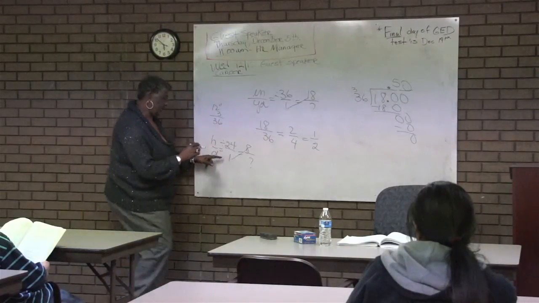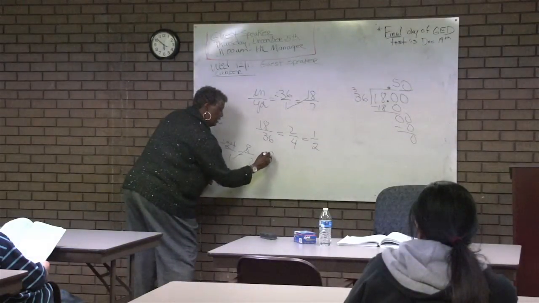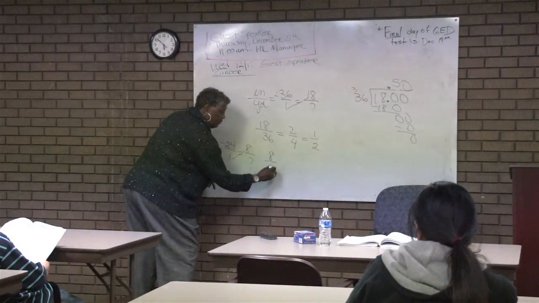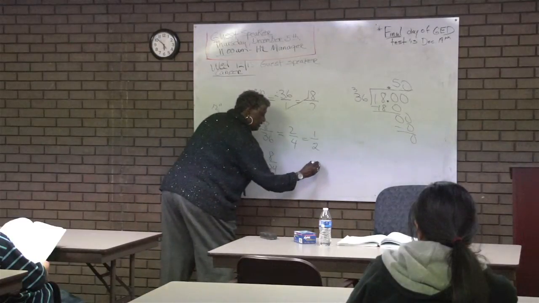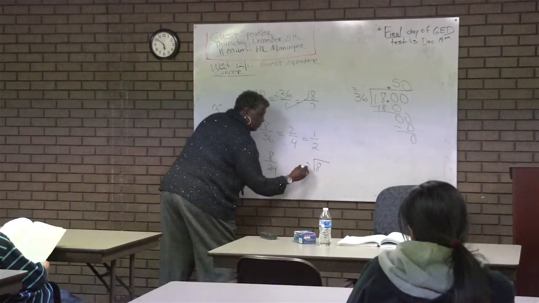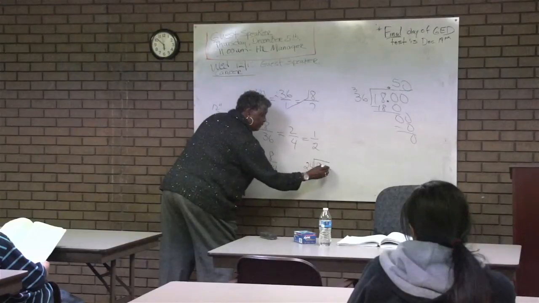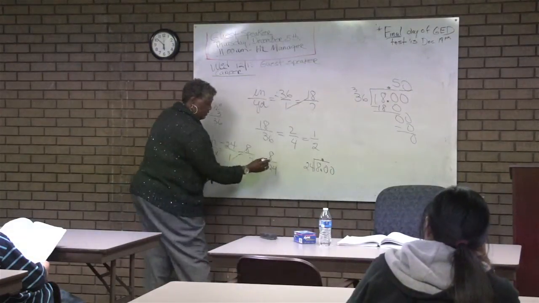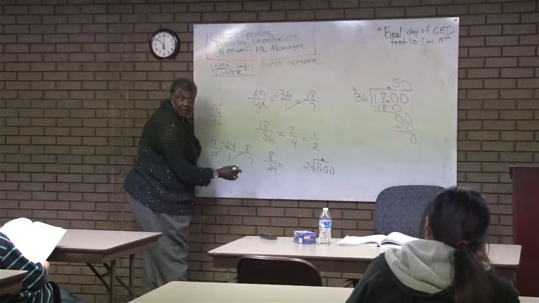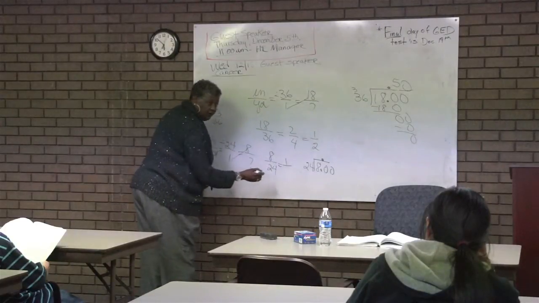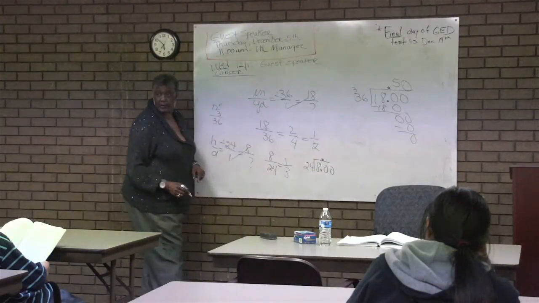So in this case, again, I have 8 divided by 24, or 8 divided by 24. Either way. This way I know 8 goes into 8, right? And 8 goes into 24. It's a third.